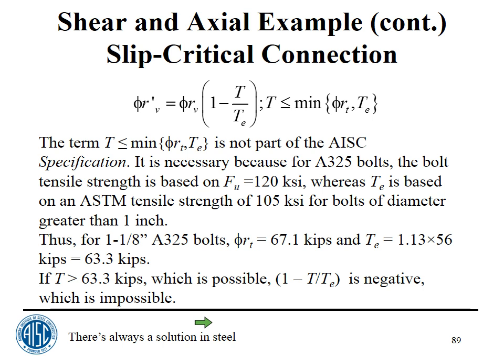So you need to include this. This is in the process of being fixed, or at least I think it is. In the ASTM specifications, I don't know exactly why this happens, but the ASTM drops the strength down to 105 for 1 1/8 and bigger, but AISC uses 120 all the way up to 1.5 inch bolts. So there's a disparity here.